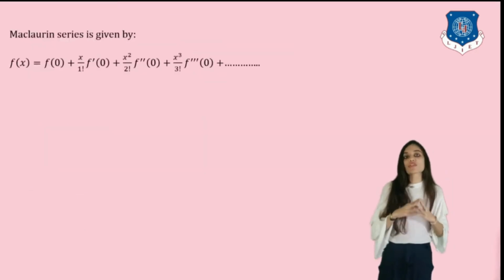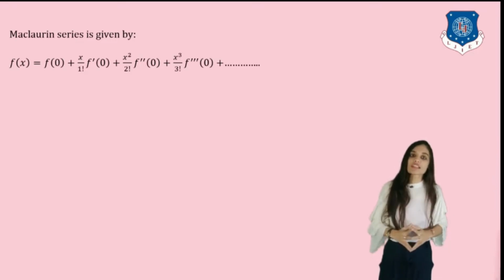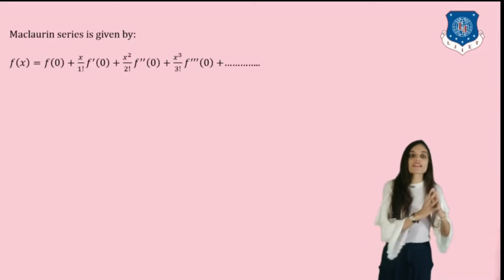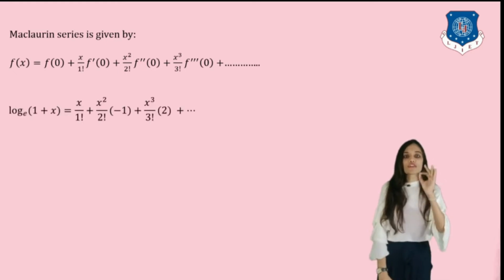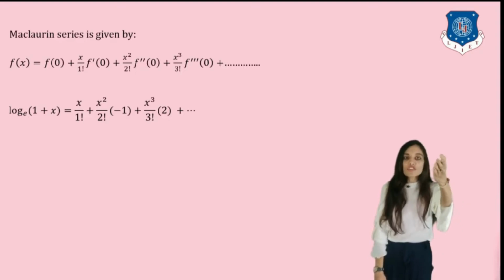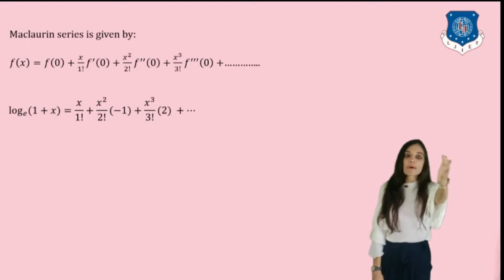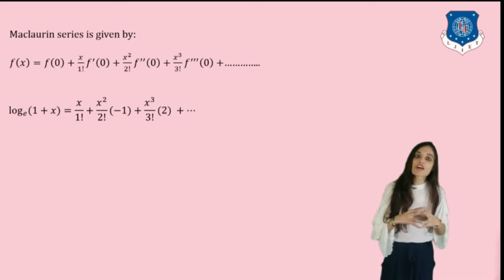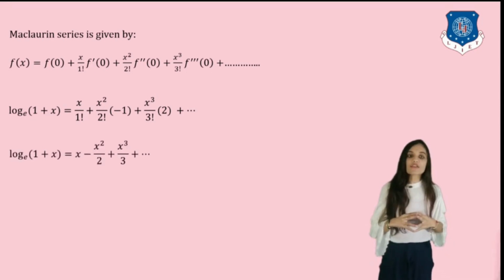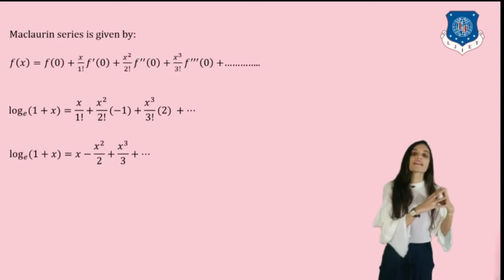Now let us find the Maclaurin series of log 1 plus x. Now we all know the Maclaurin series is given by f of 0 plus x upon 1 factorial f dash 0 plus and so on. Just put the values of f of 0, f dash 0, f double dash 0, etc. Here f of 0 is 0, so it's 1. F dash 0 is 1. F double dash 0 is minus 1. F triple dash 0 is 2. So our final answer of log 1 plus x is equal to x minus x square upon 2 plus x cube upon 3 and so on.